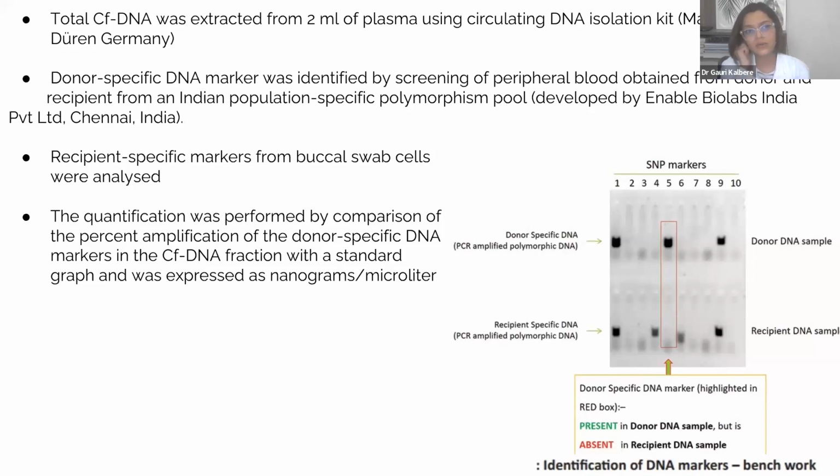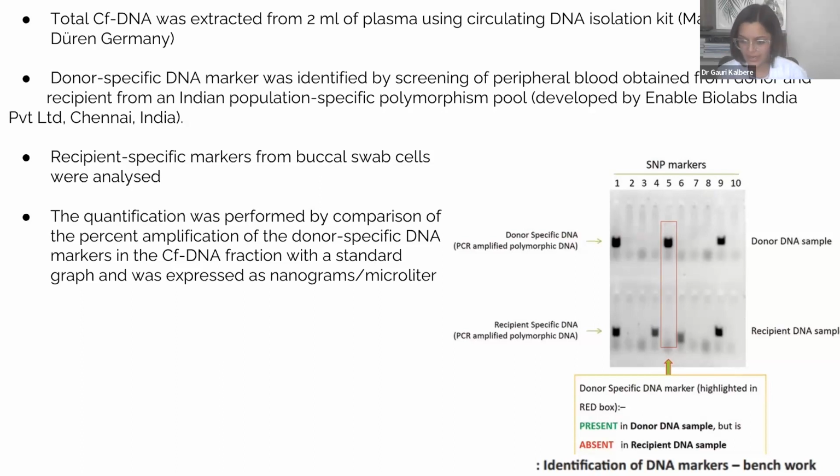Now, the donor-specific DNA marker was identified by screening of peripheral blood obtained from donor and recipient against an Indian population-specific polymorphism pool, because we need those SNPs. This was developed by Enable Biolabs India. Recipient-specific markers from buccal swabs were analyzed. Quantification was performed by comparison of percentage amplification of donor-specific DNA markers in the cell-free DNA fraction with a standard graph and was expressed as nanograms per microliter.